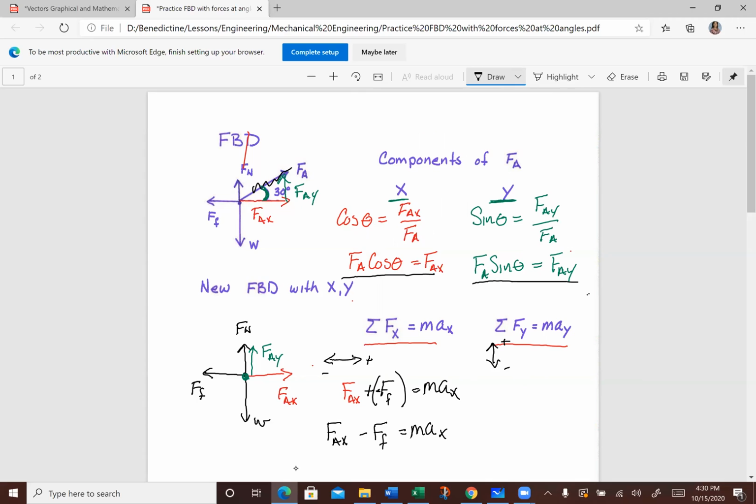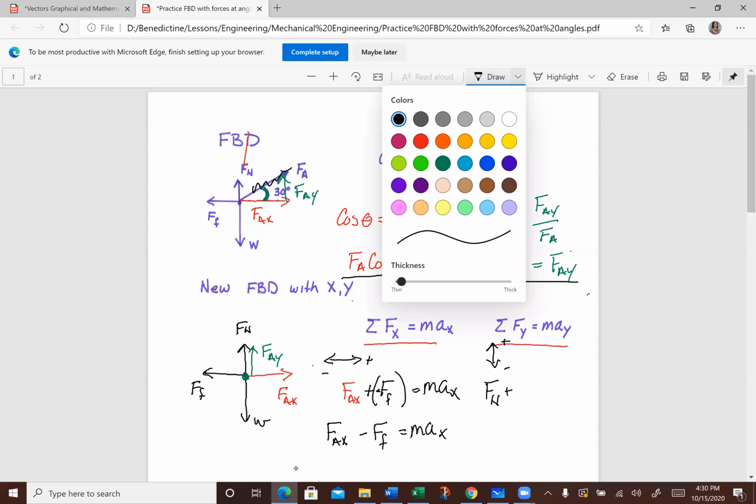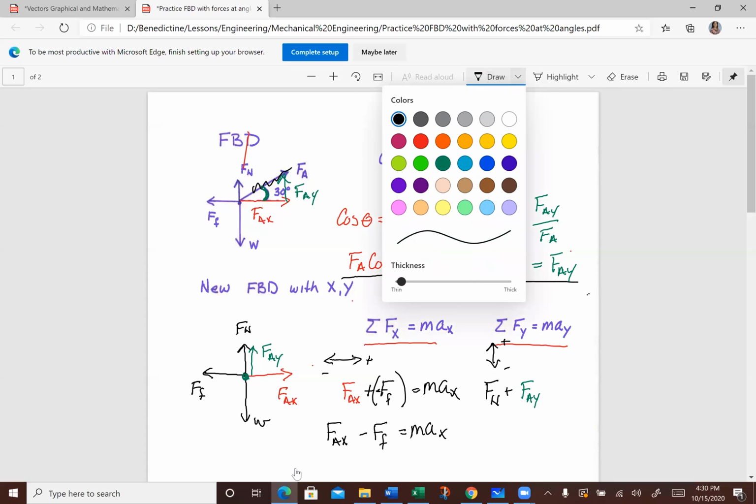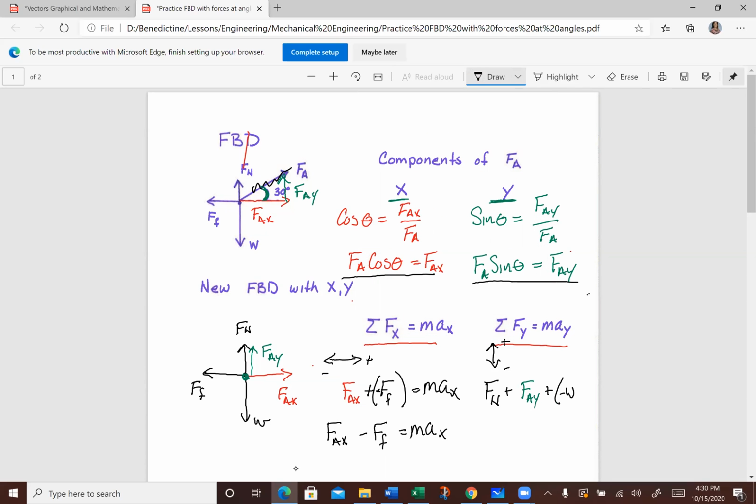In the Y direction, when I look at it, we are going to have the normal force plus force applied in the Y plus negative W equals MAY. Rewriting that, force normal plus force applied Y minus W equals MAY.